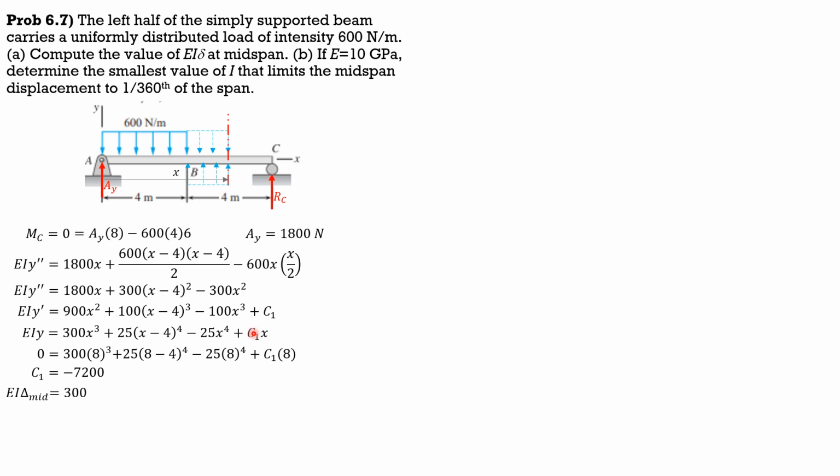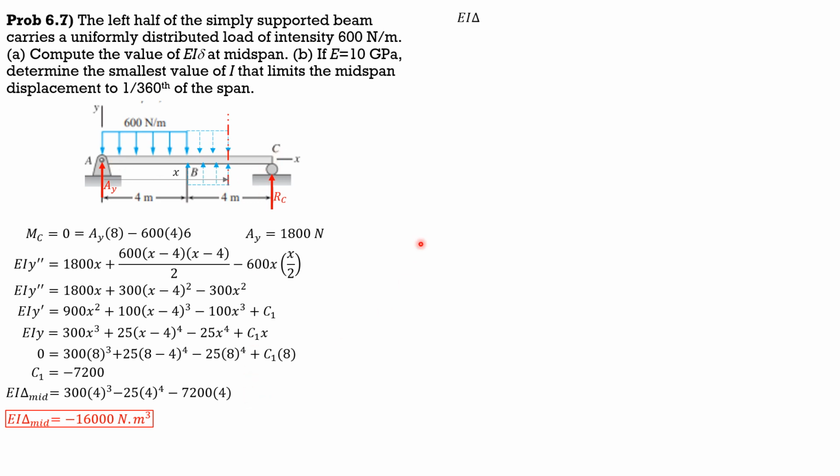Substitute into this equation, EIY. Then compute for delta at midspan, where x is 4. So 300 times 4 cubed, then the (x minus 4) term is 0, then minus 25 times 4 to the fourth. Then minus 7,200, c sub 1, times x, which is 4 at midspan. So EI delta at midspan is equal to negative 16,000 Newton meter cubed. So the negative sign indicates that the deflection is downward.